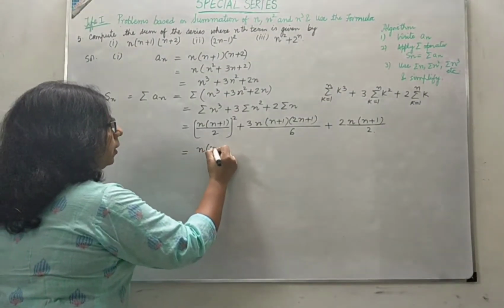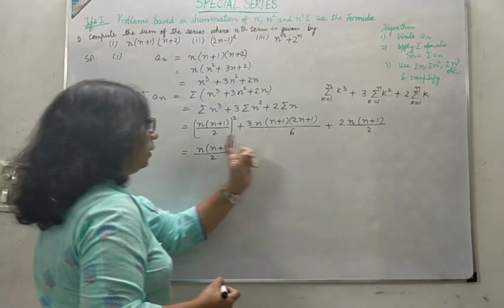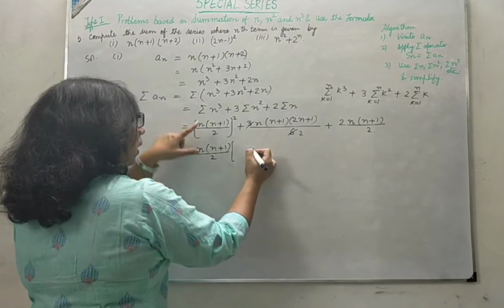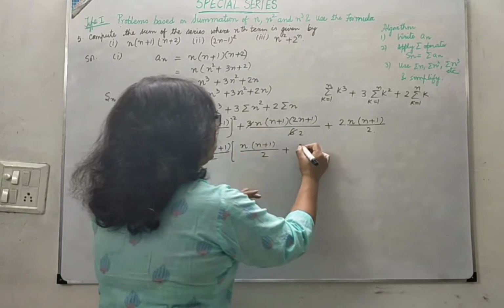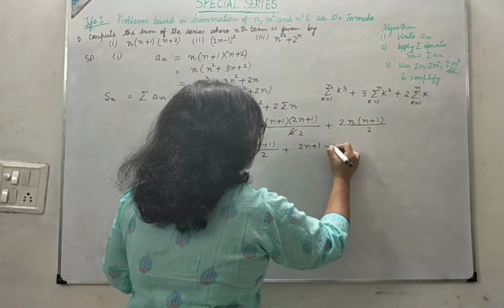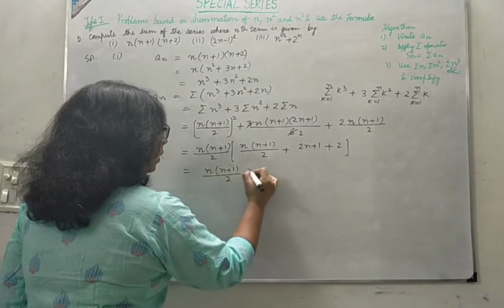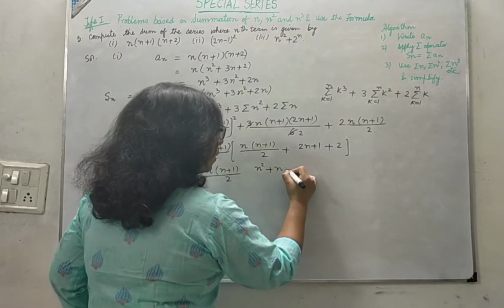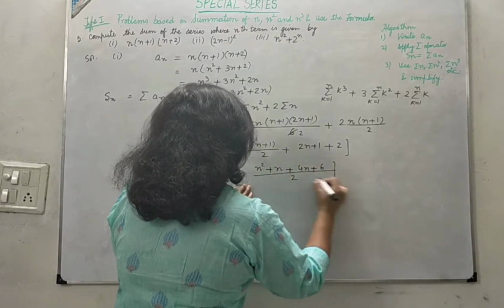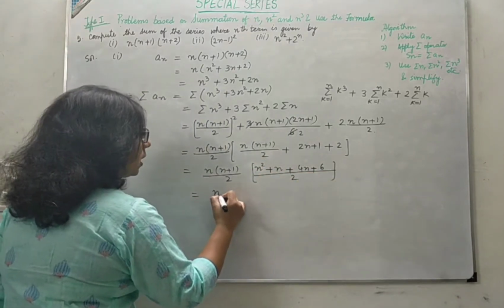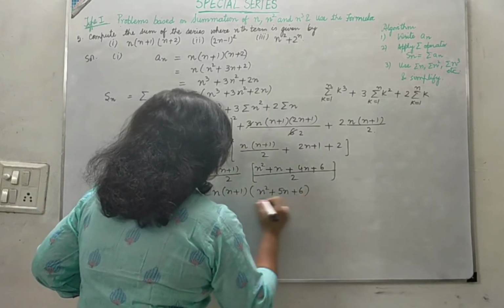So let me take whatever is common. This whole term I have taken common. So after that, this is n into n plus 1 by 2 plus, this is common, 2n plus 1. This is also common, plus 2 we are left with. Now we are having n plus 1 by 2, and this is n square plus n plus 4n plus 6 by 2. I have taken the LCM. And so this is n into n plus 1 into n square plus 5n plus 6 upon 2.